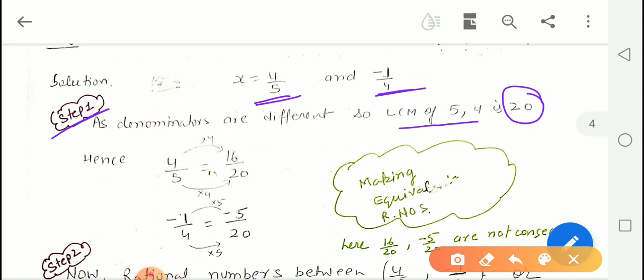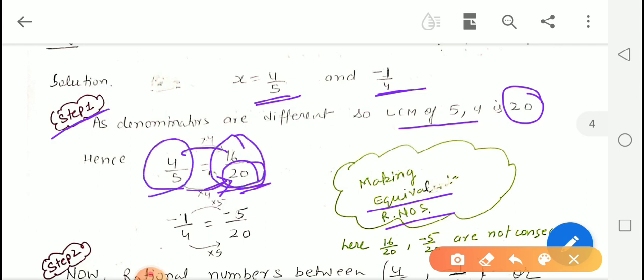Now we will make equivalent rational numbers. For 4 by 5 we make the denominator 20. 5 multiplied by 4 is 20, so the numerator is also multiplied by 4. So 16 by 20 is the equivalent rational number of this. Similarly, we take the equivalent rational number of negative 1 by 4 with denominator 20. 4 multiplied by 5 is 20, so the numerator is also multiplied by 5. So negative 5 by 20 is the equivalent rational number.